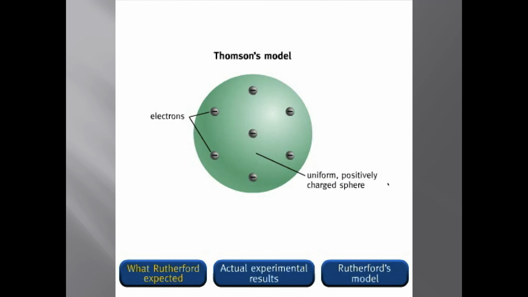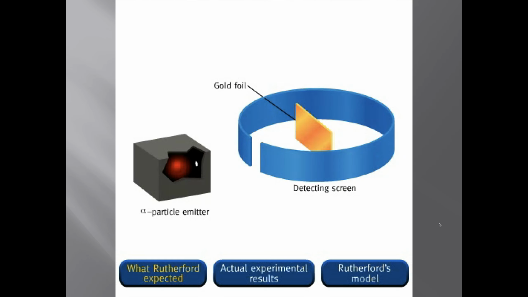So in Thomson's model, the electrons were uniformly distributed throughout a uniformly positively charged sphere. He predicted that the atom was actually very diffuse, where the charges are spread out. Now, when Rutherford did his gold foil experiment and shot the alpha particles at it, he was expecting, because Thomson said that the atom is mostly diffuse, that the alpha particles would all just simply pass right through the atoms without being deflected at all.